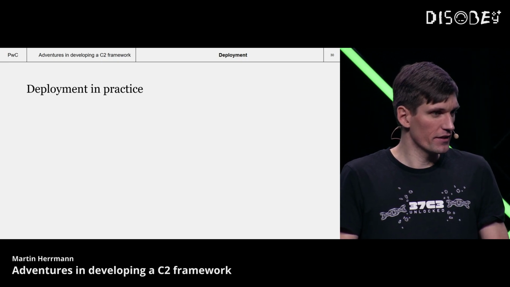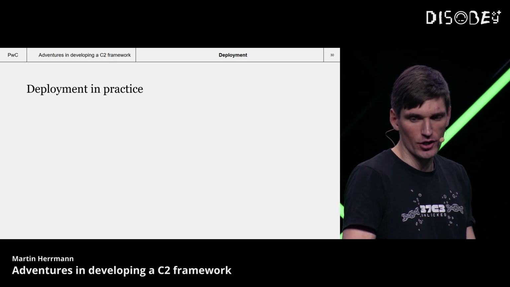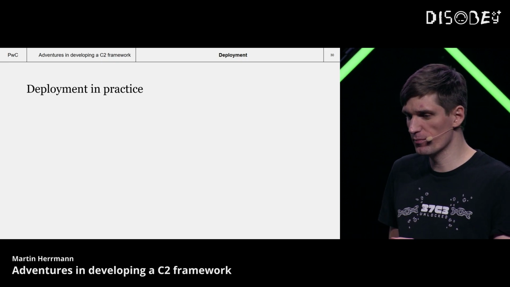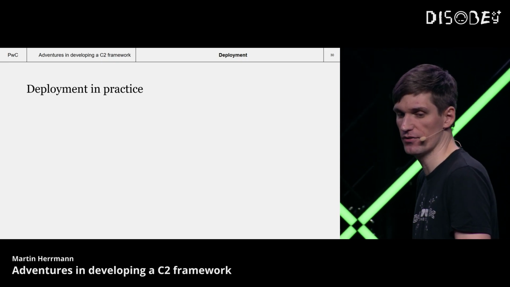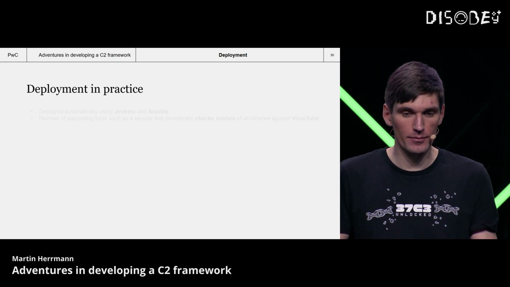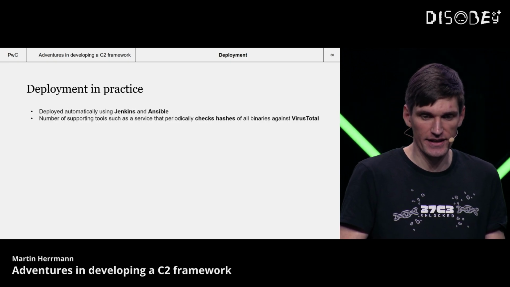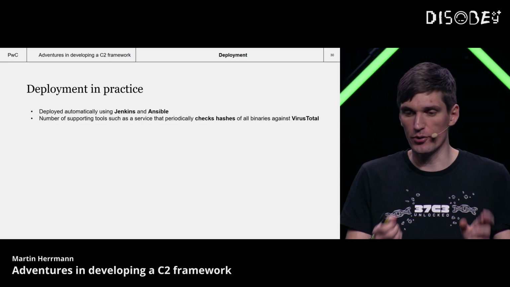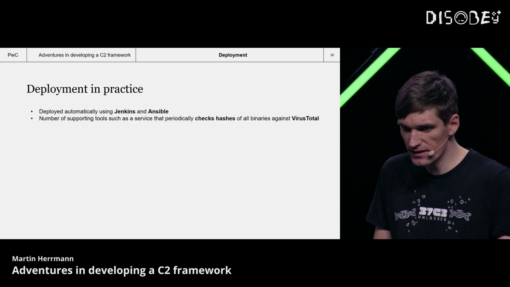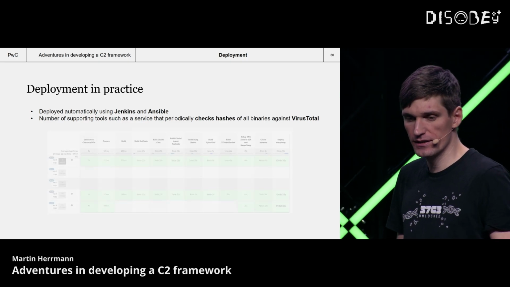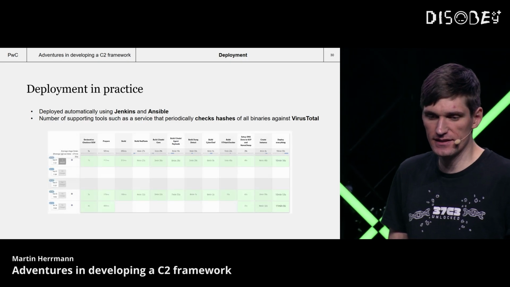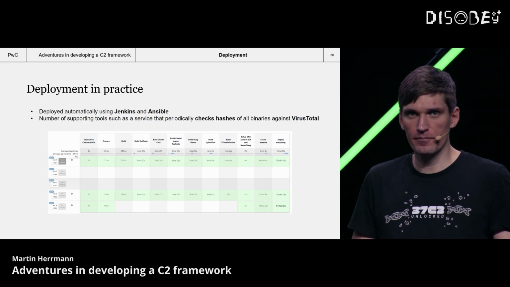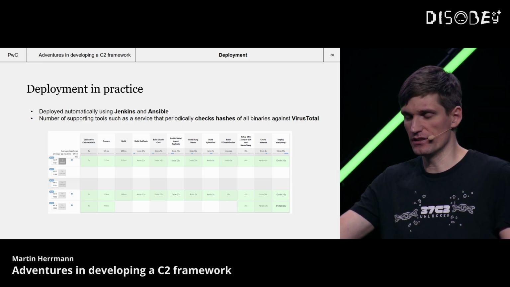And now one of the last things I want to talk about is our deployment in practice, because a C2 server by itself is powerful, but we have lots of supporting tools around it. For deployment, we use Jenkins together with Ansible scripts, and we also have a bunch of supporting tooling. One of them, probably the most relevant here, is a small self-written tool we call VT Hash Checker.